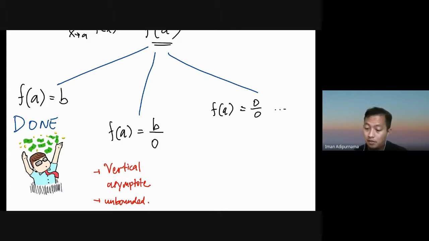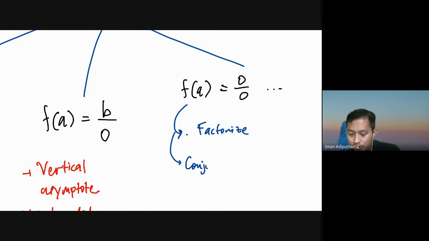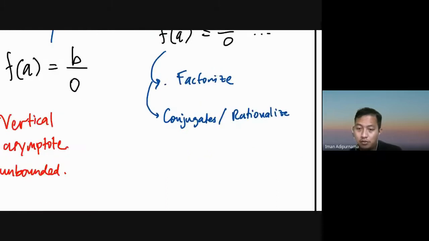Now, before we learn L'Hopital's rule, there are several methods that usually you can use to check or to find the limit value. So first, if you can factorize, you need to factorize. If it is a quadratic, you can factorize, right? Number two is conjugates or rationalize. If it is a rational function and you usually have a square root, you need to multiply with the conjugate of the square root, right?